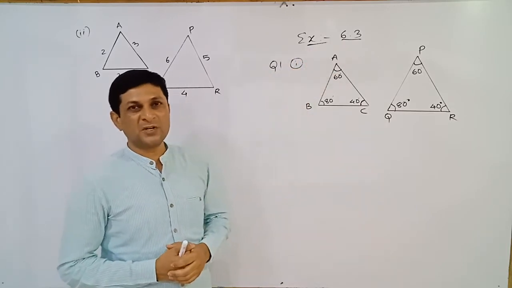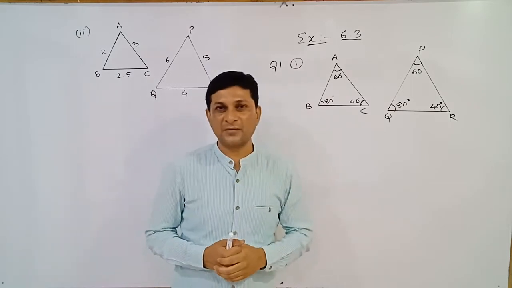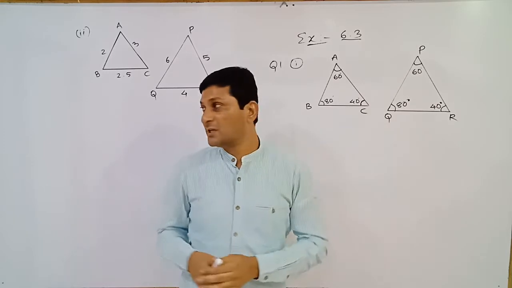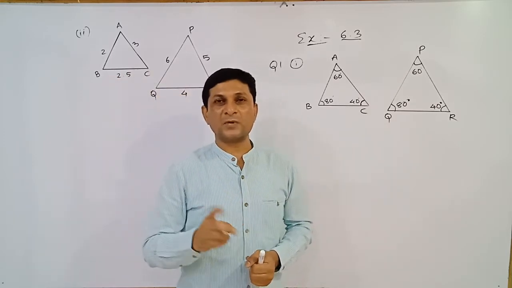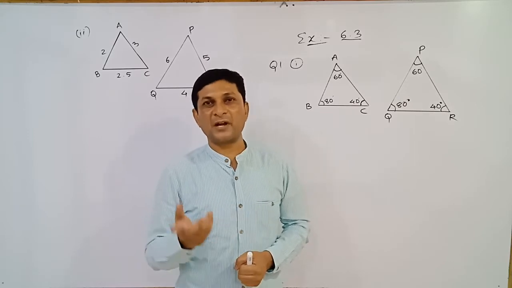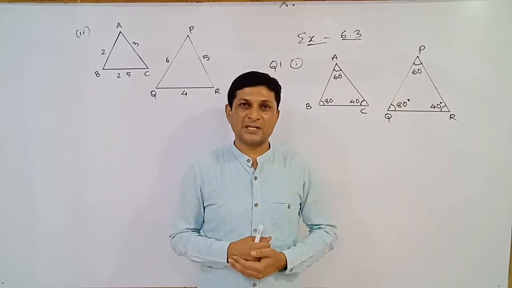So in question number first, a total of 6 examples are given. In each example a pair of triangles is given to us. So here also one pair of triangles is given to us. We have to check whether these two triangles are similar or not. If they are similar, then by which criterion these two triangles are similar. So let us begin with the first example.